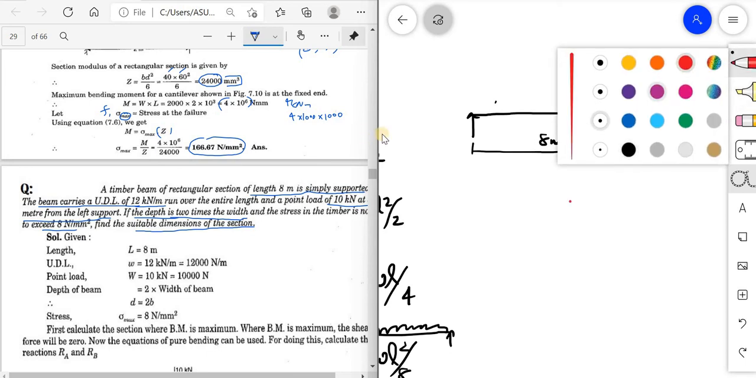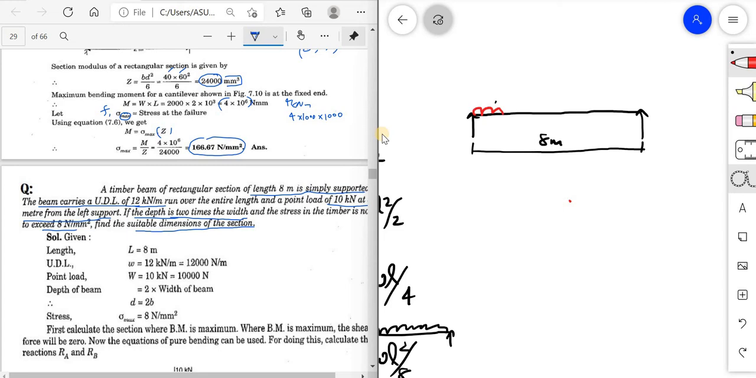So let me draw the load. Load is drawn in the red color, and UDL is there. Okay, what is this value? That value is 12 kilonewton. Value is 12 kilonewton per meter, and also a point load of 10 kilonewton.